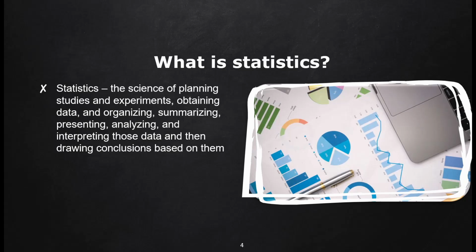So here it is. Statistics itself is a science. Specifically, the science of planning studies and experiments and obtaining data. Later on, we'll define what data is. But once we have this data, we organize it, we summarize it, we present it, we analyze it, and then we interpret it. Once we do all of that, we draw conclusions from the data.